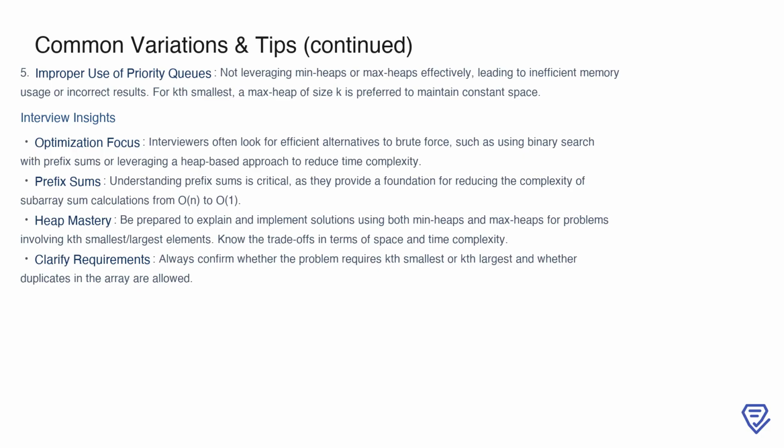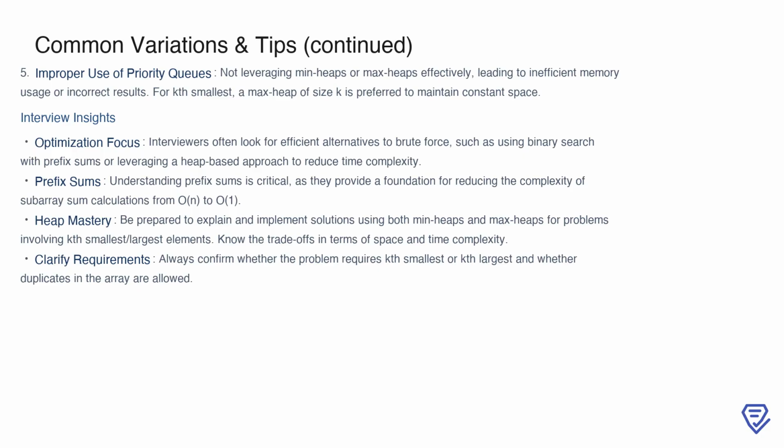From an interview perspective, efficiency is key. Interviewers are often looking for optimized solutions, so it's important to know alternatives to brute force. For instance, using binary search combined with prefix sums can significantly reduce time complexity. Prefix sums, in particular, are a critical concept to understand because they allow you to compute subarray sums in constant time, reducing the overall complexity of your solution.